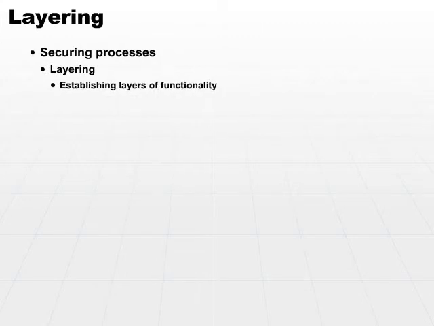Well, the first thing we may want to do is look at how we can secure our processes, because if a process can do things it ought not to do, it can corrupt our data. A common technique is called layering. Within layering, we establish layers of functionality. You can look at it as a stack.